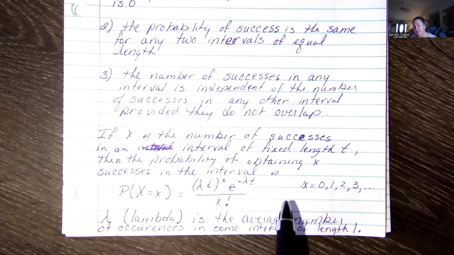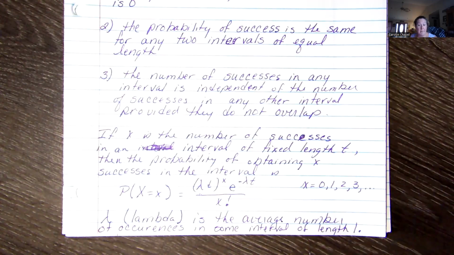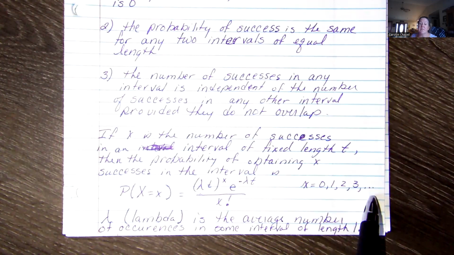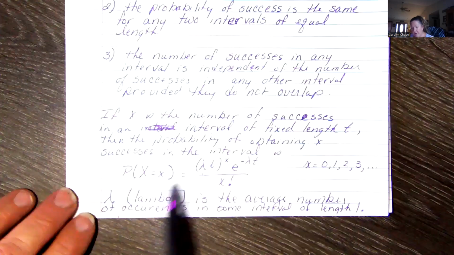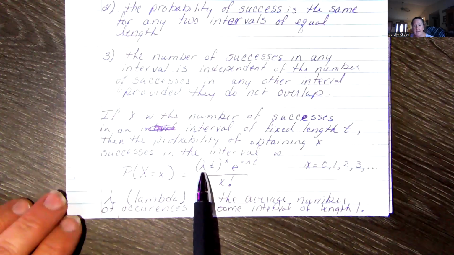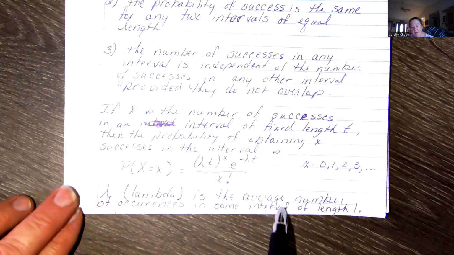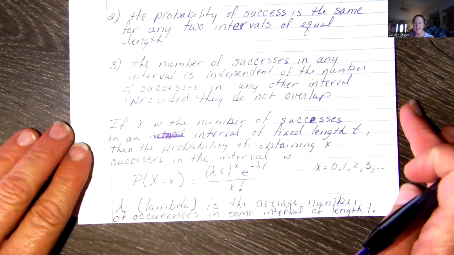Now notice x is the number of successes in a certain interval. So x could take on values 0 all the way on up. Discrete does not necessarily mean finite, so we could have any number of successes. Again, lambda, this little Greek letter, is the lowercase lambda, and it is the average number of occurrences in some interval of length 1. In the example that I'll be doing, we will have to actually find lambda.